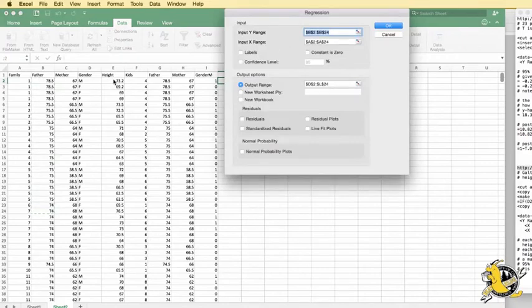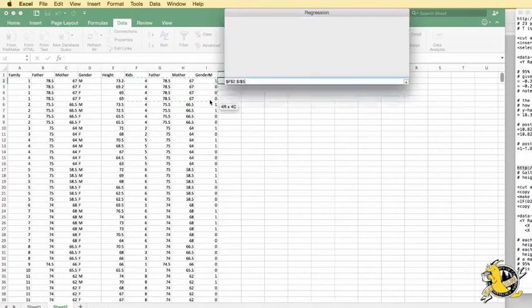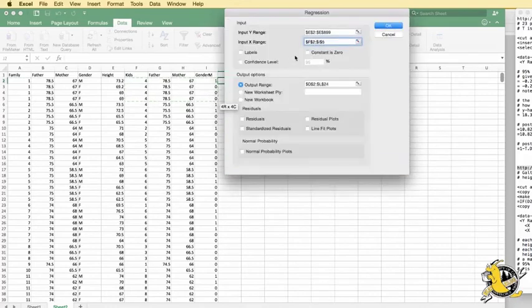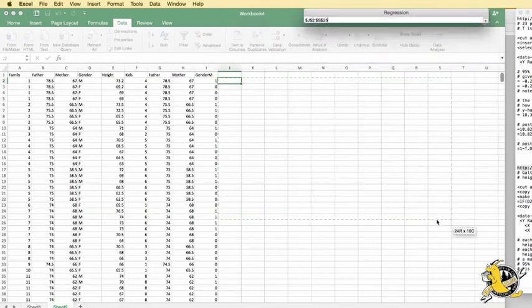My y range is going to be height, going from E2 to E899. My x range is going to be the number of kids in the family, the height of the father, the height of the mother, and the gender, and this is going to go from F2 to I899. The output range will need to move over compared to where it was last time.